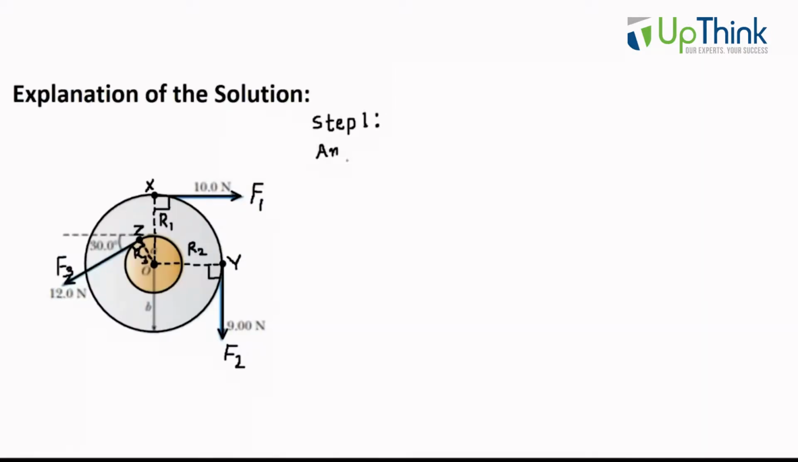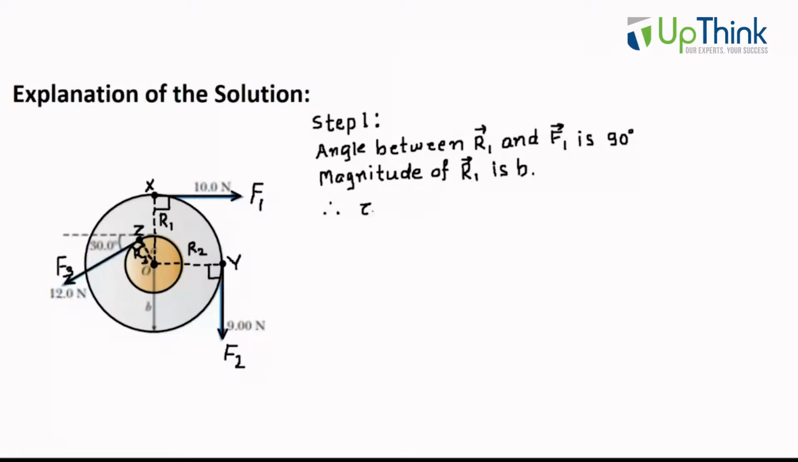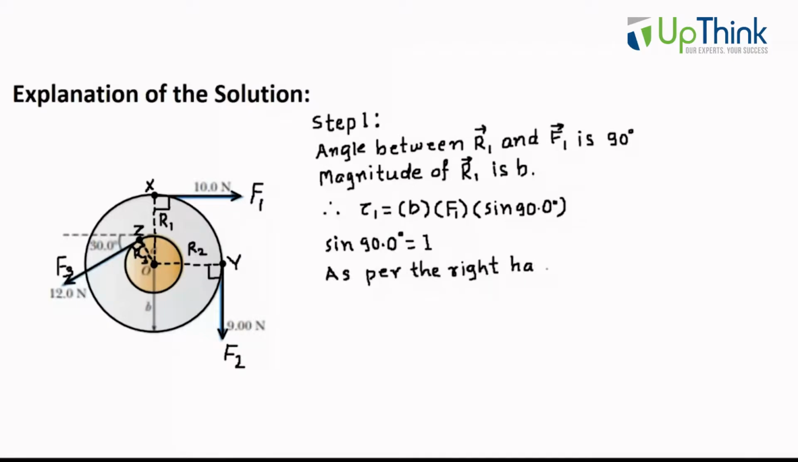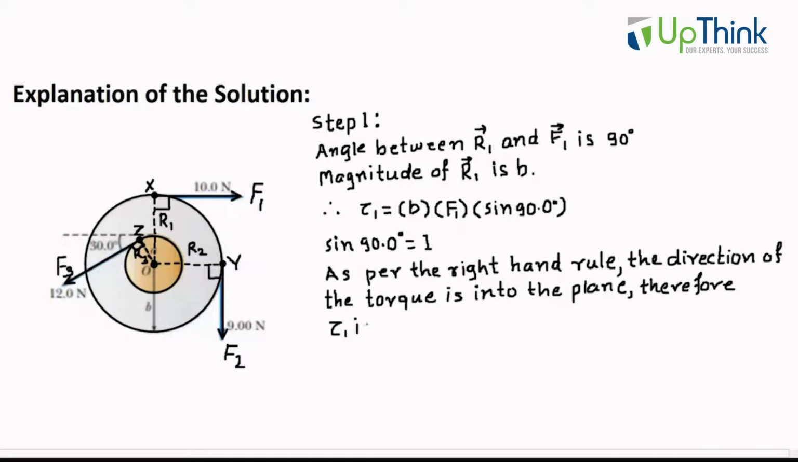Step 1. The angle between vector r1 and vector F1 is 90 degrees. The magnitude of vector r1 is B. Therefore, tau 1 is equal to B into F1 into sine 90. Now, sine 90 is 1. As per the right-hand rule, the direction of the torque is into the plane. Therefore, torque 1 is negative. Therefore, tau 1 is minus B into F1.